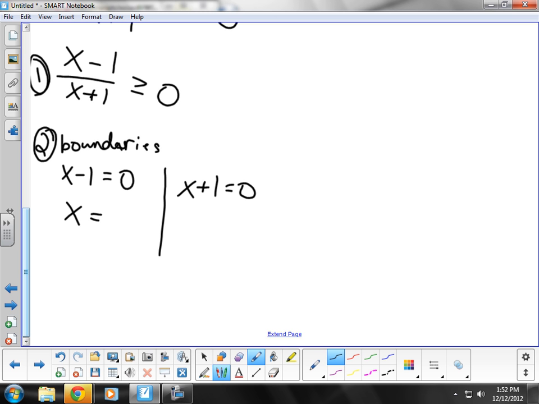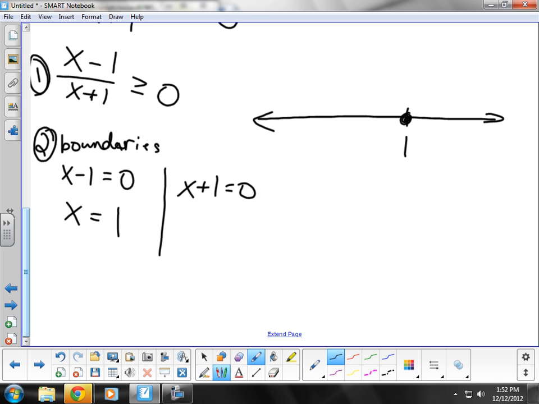Now, x is equal to 1. Am I going to be able to include this when I come over here and put it on my number line? Yes. Because it's the top, and the top can't actually be equal to 0, right? Because I got an equal to bar here.